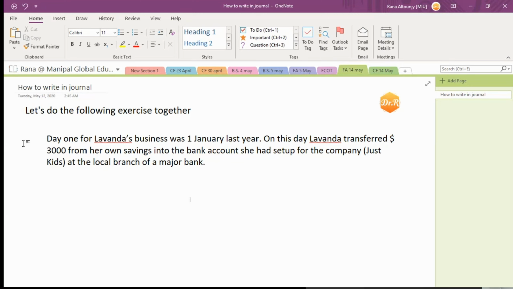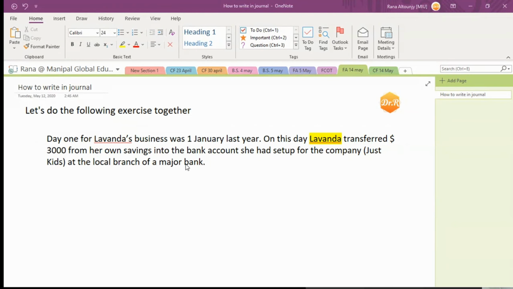On this day, Lavance transferred $3,000. Let's say consider dollar or ringgit is not a big problem. $3,000 from her own saving. Lavance is the owner of the company, okay? She transferred from her own saving into the bank account she had set up for the company. The name of the company is called Just Kids, at the local branch of a major bank.